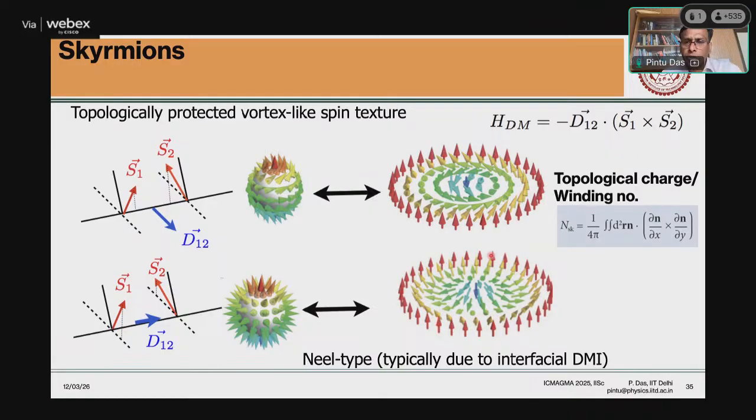They can be quantified as a topological charge or the winding number, and one can calculate this topological charge. I think some part of this was discussed in the last lecture, so I'm not going too much into details. From our basic definition, we call this a Bloch type skyrmion, where the spins rotate parallel to the surface, whereas these are called Néel skyrmions, and these are observed typically in some thin films. I'll come to that a little later.